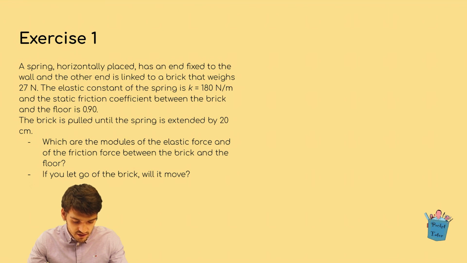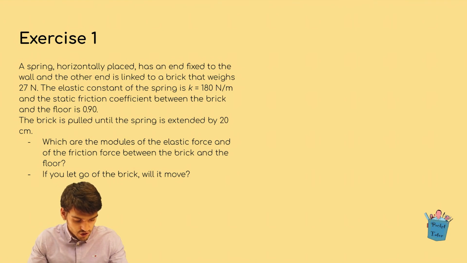In today's lesson we're gonna solve some problems about equilibrium, both in solids and in fluids. The first one says: a spring horizontally placed has an end fixed to the wall and the other end is linked to a brick that weighs 27 newtons. The elastic constant of the spring is K equal to 180 Newton per meter, and the static friction coefficient between the brick and the floor is 0.9. The brick is pulled until the spring is extended by 20 centimeters. The questions are: which are the modules of the elastic force and of the friction force between the brick and the floor? And if you let go of the brick, will it move?